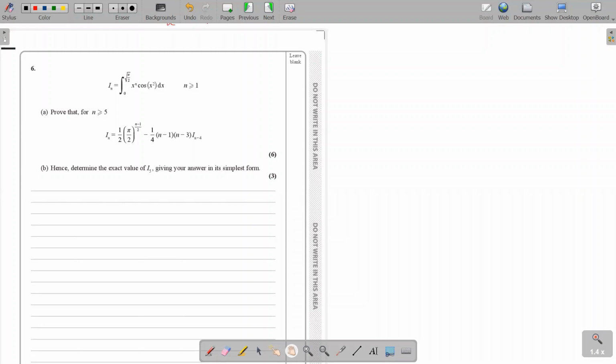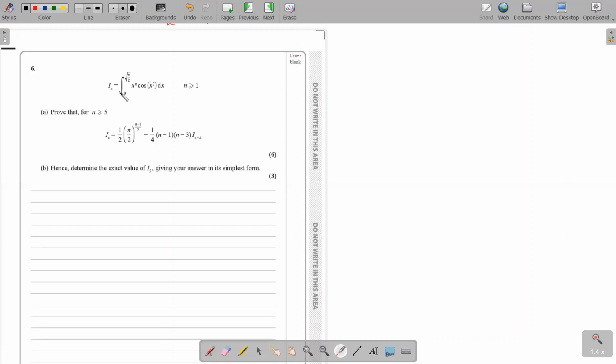Okay, so question number 6, they have given you I_n. The moment you look at this question, you know it's a reduction formula question, right? They have given you the integral of x to the power n times cos x squared dx, where the power 2 only belongs to the cos x, and you have to prove that for n greater than or equal to 5, I_n is equal to this expression. Now, the biggest problem here is how do we proceed with the integration. Normally when you have two functions, the first thing that comes to our mind is to do integration by parts.